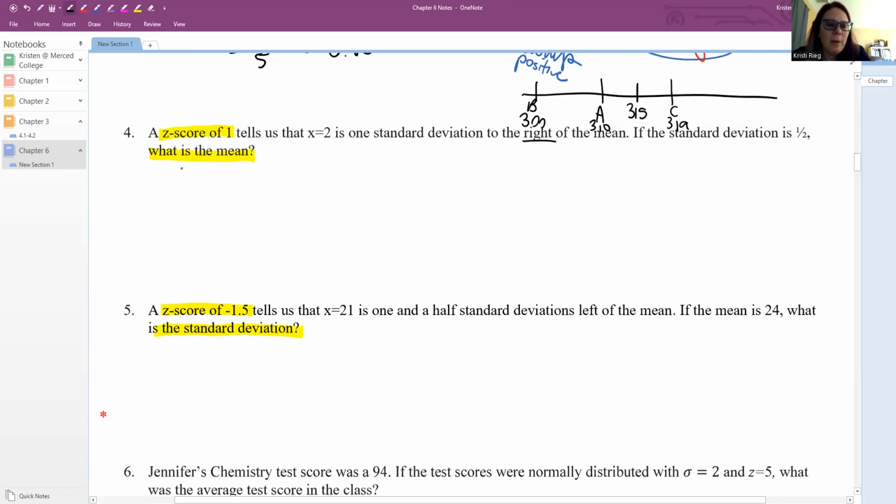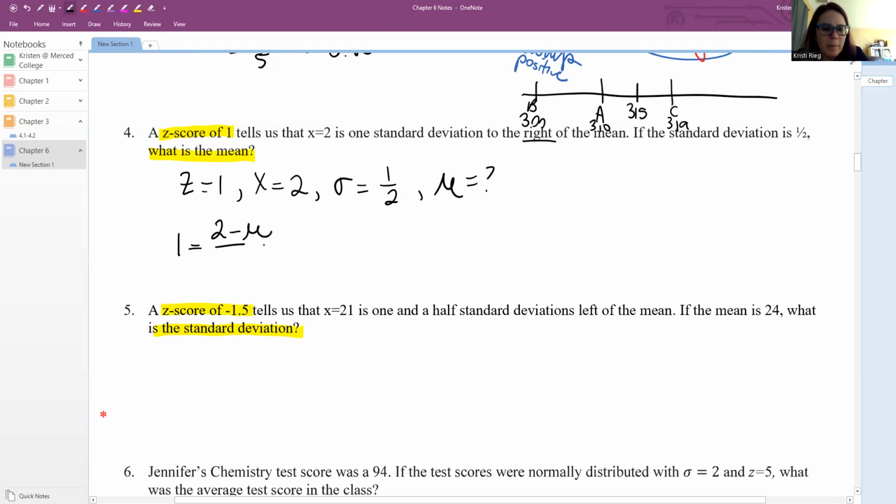Okay, so in this problem, I have z equals 1, x equals 2, and then it says the standard deviation is 1/2. What is the mean? So I'm going to plug it into my formula. z equals x minus mu over sigma. And now I have to solve for mu.